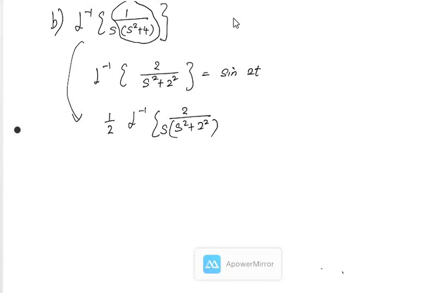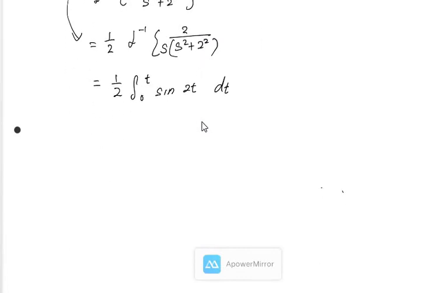Using the transform of integral, we can change to 1 over 2, integral from 0 to t. The inverse Laplace transform of this part, we can get sine 2t. And we integrate sine 2t, we obtain minus cos 2t divided by 2. The limit is from 0 to t, and we substitute the value of t with t and 0.